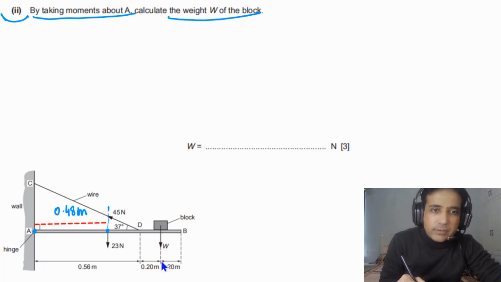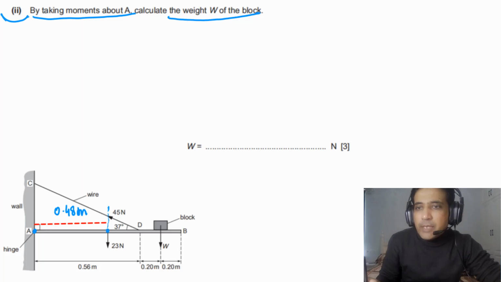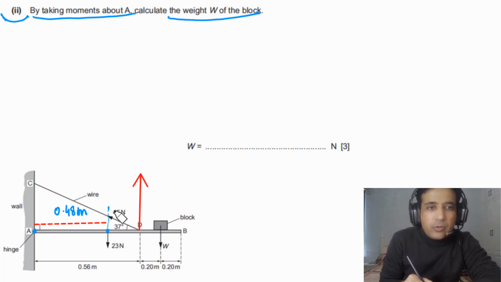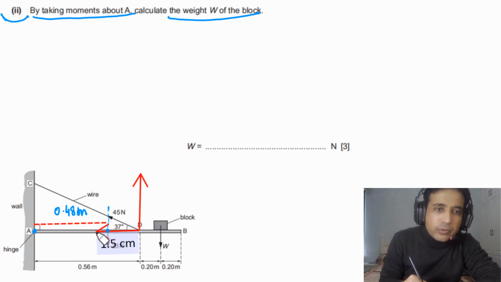Weight is acting here, and this distance is 0.56, so this will be 0.76. And there is a force due to this wire, and we can resolve that force into components, vertical and horizontal. So this is the vertical component. Due to the vertical component of this force, there will be a moment, but there is no moment due to the horizontal component, because the horizontal component is simply passing through the pivot point. So we can draw the horizontal component here as well.